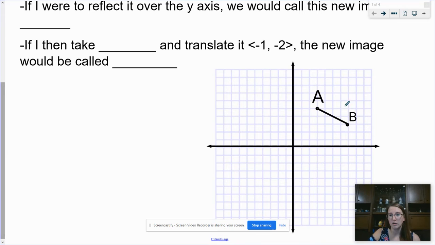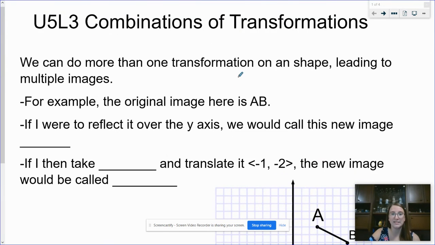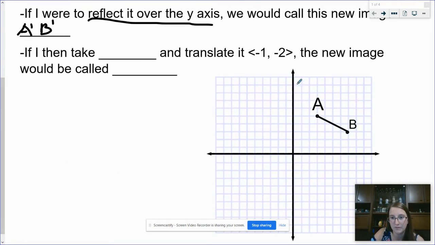For example, here we have AB. This is the original image. How we know what the second image is after I, for example, were to reflect it over the y-axis, just as an example. Remember that we call this new image A prime, B prime. That means a transformation has been done to it. It's our new image. So here's our y-axis. Again, this is just an example. You don't need to copy this down, just to follow along with.